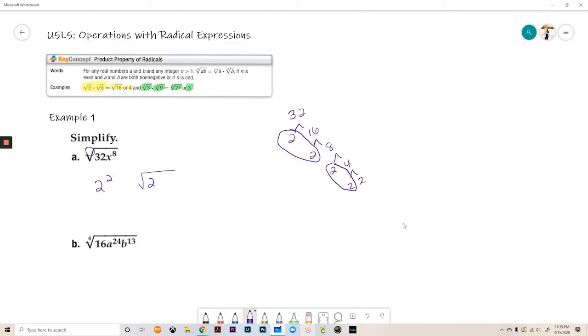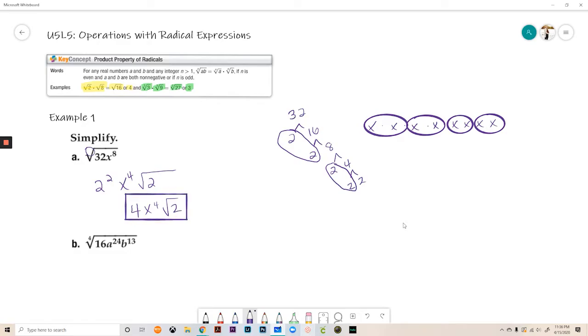And then I have x to the 8th power. That's like having 8 x's multiplied together, so I would write them all out like this, and then I'm again finding groups of 2. I end up having 4 groups of 2, so an x to the 4th can come out. If I simplify this even further, I've got 2 squared, which is 4, times x to the 4th times the square root of 2. And that's how you simplify that first one.